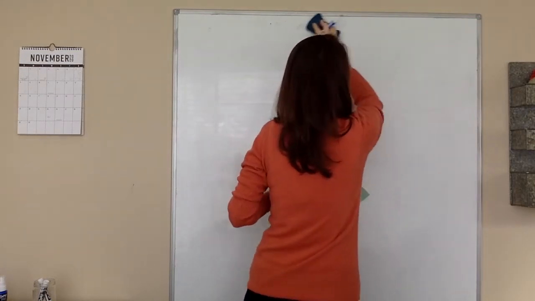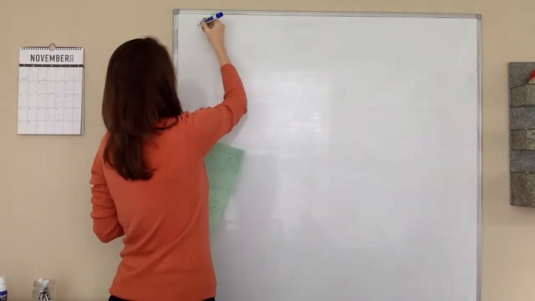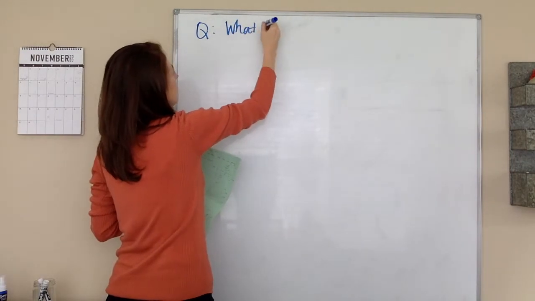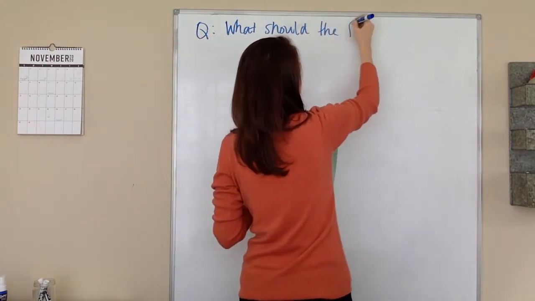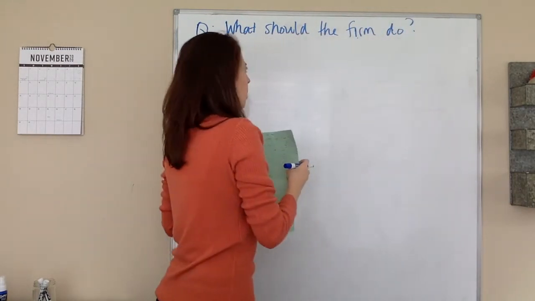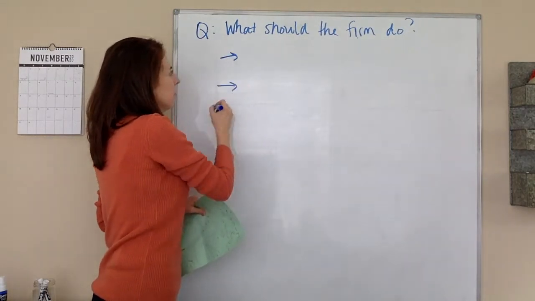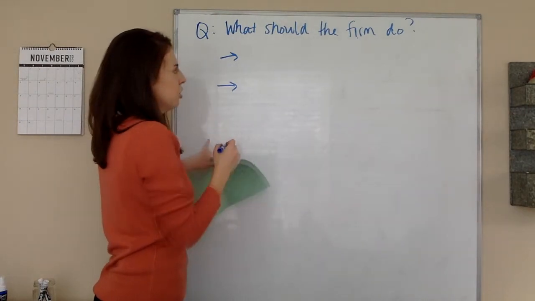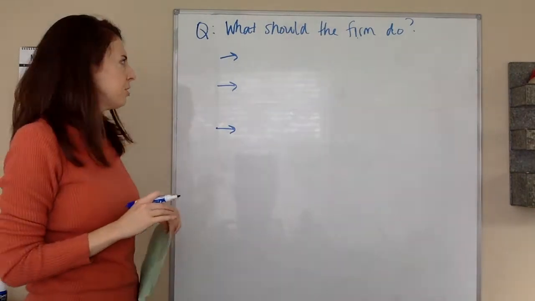Okay, I'm going to tell you first what you should do, and then I'm going to explain to you why you should do it. So let's frame this as a question. Question: what should the firm do? There's kind of three possible things he might do.